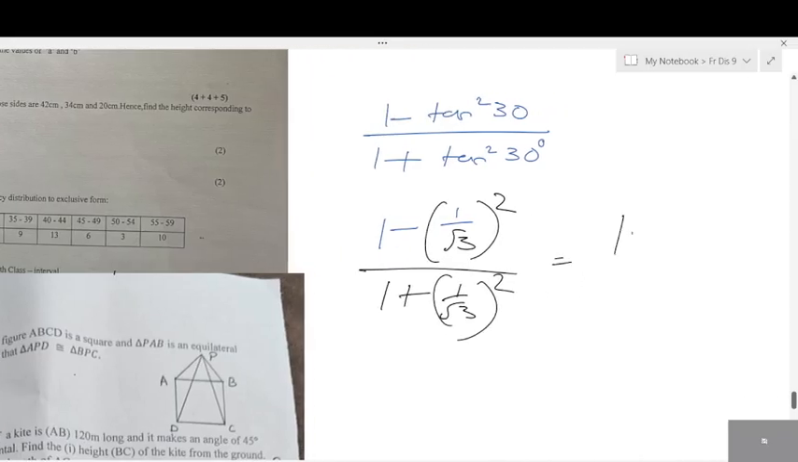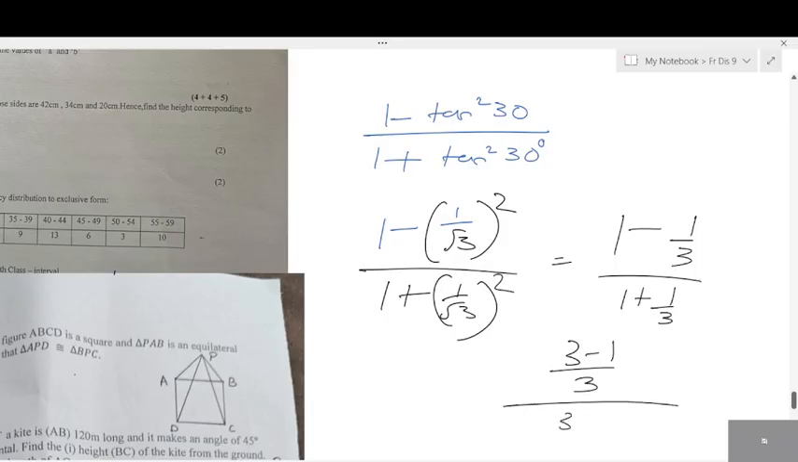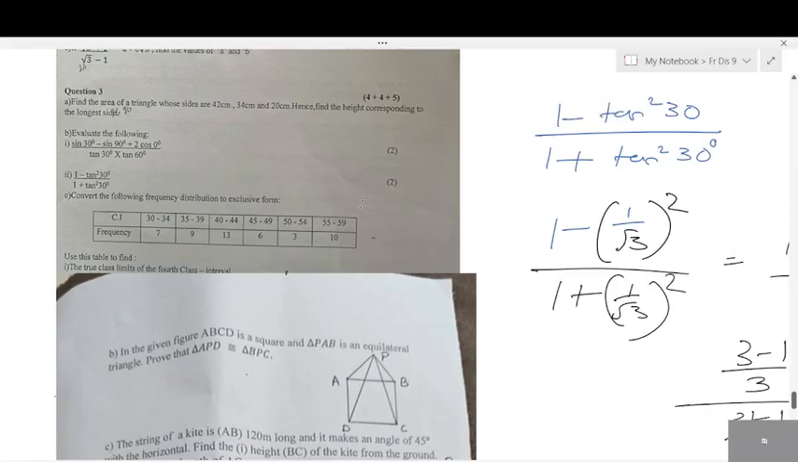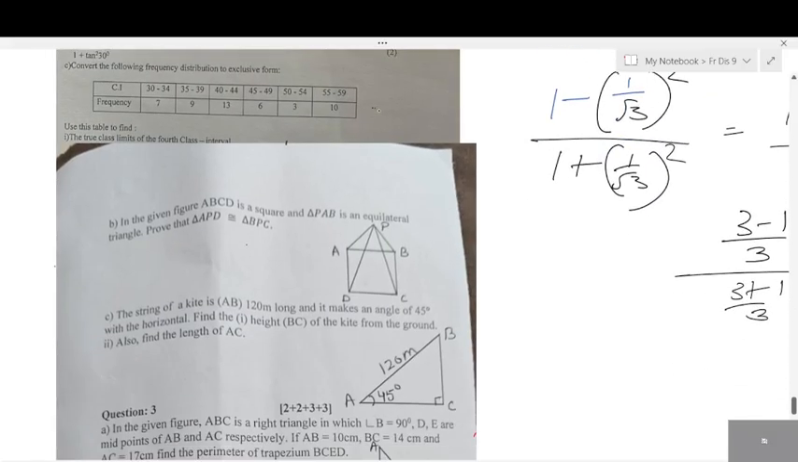What do you get when you open the square, students? 1 by 3 divided by 1 plus 1 by 3. Take LCM, you'll get the answer. Take LCM here, you'll get 3 minus 1 by 3 divided by 3 plus 1 by 3. This is how we solve. How many marks is this? 2 marks. Okay, this is for 2 marks.